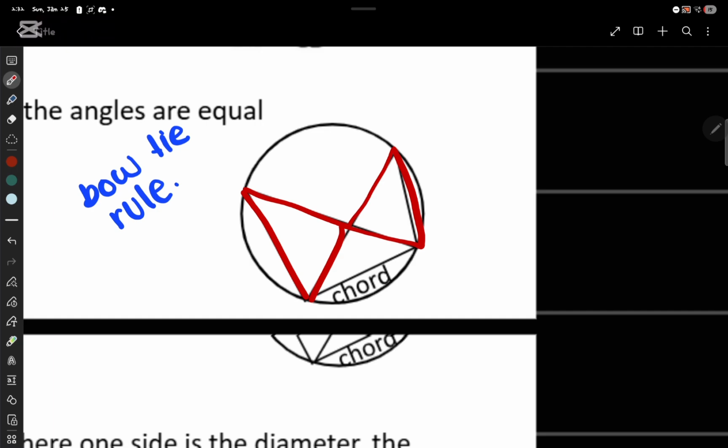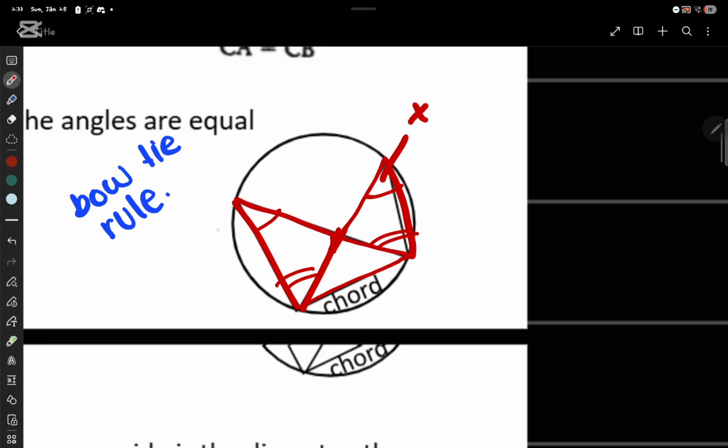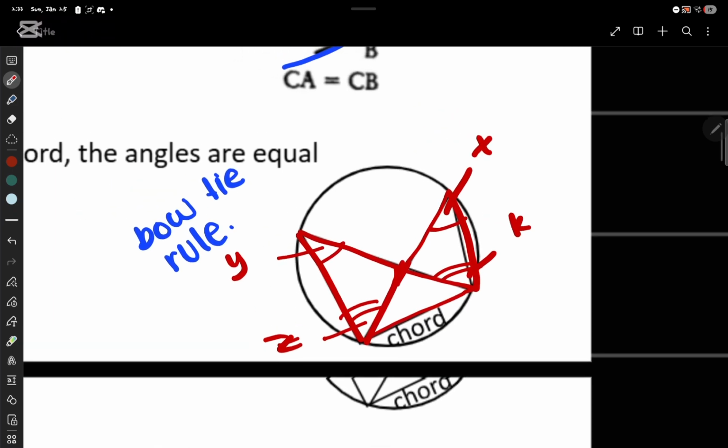Okay, it looks like a bow tie composed of two triangles like that, and you have a chord here. Right. Okay, you have a chord. So that basically means that these two angles are the same, and these two bottom angles are also the same. Let's call that one X, that Y, that Z, and that K. So that means that Y equals X and Z equals K.